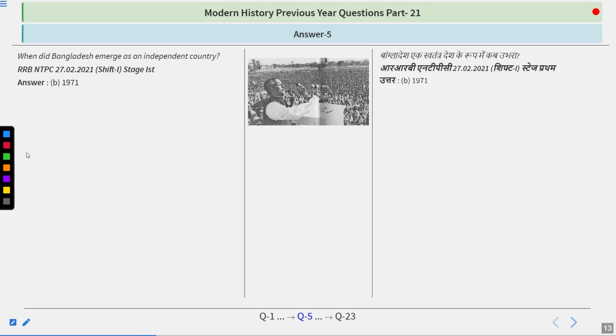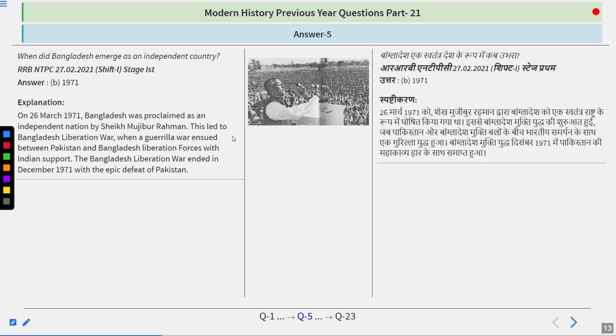The answer is 1971. So in this picture, you can see Sheikh Mujibur Rahman, the father of Sheikh Hasina. On 26 March 1971, Bangladesh was proclaimed as an independent nation by Sheikh Mujibur Rahman. This led to the Bangladesh Liberation War, when a guerrilla war ensued between Pakistan and Bangladesh Liberation Forces with Indian support.